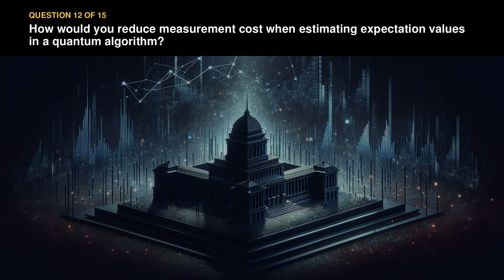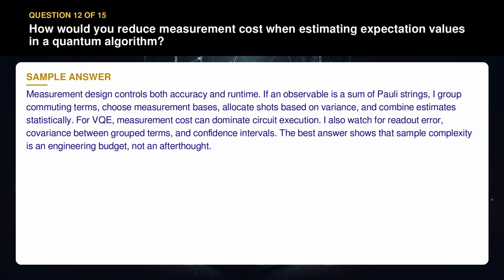Question 12. How would you reduce measurement cost when estimating expectation values in a quantum algorithm? Measurement design controls both accuracy and runtime. If an observable is a sum of Pauli strings, I group commuting terms, choose measurement bases, allocate shots based on variance, and combine estimates statistically. For VQE, measurement cost can dominate circuit execution. I also watch for readout error, covariance between grouped terms, and confidence intervals. The best answer shows that sample complexity is an engineering budget, not an afterthought.